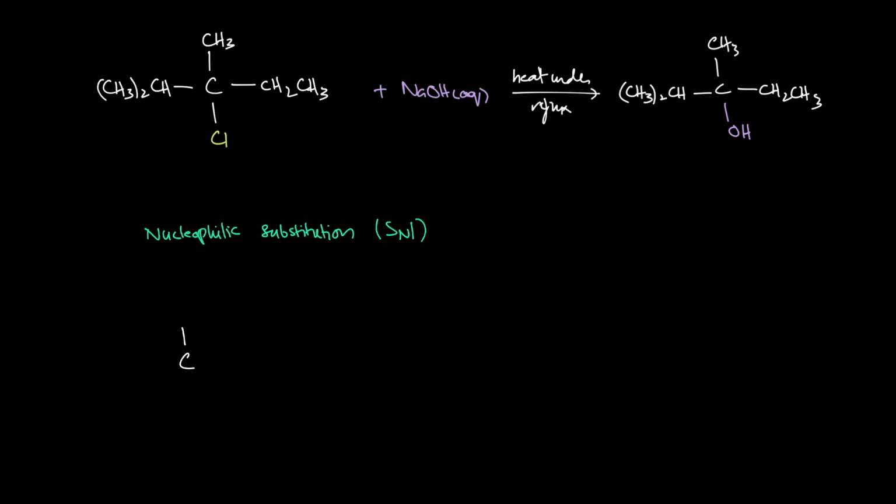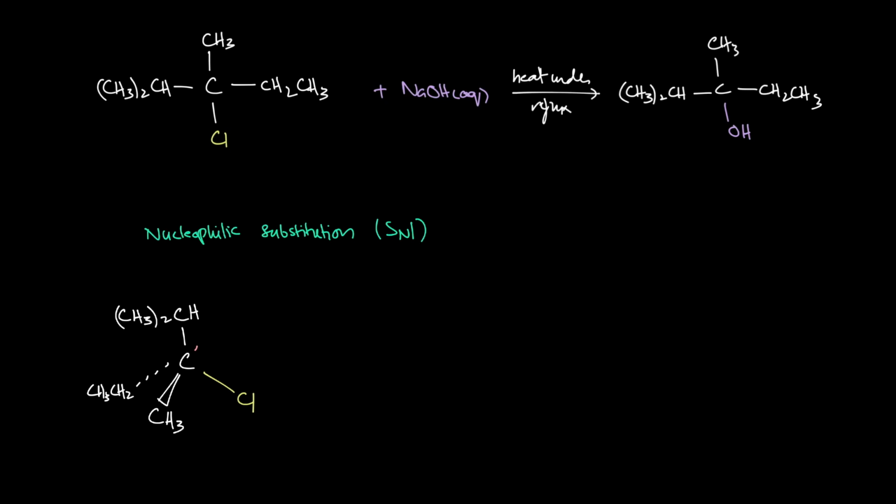Now if we drew the mechanism, I'm going to draw it using a 3D representation. I'll explain why in just a second. I'm going to put this complicated group on top because it's easier to write that way. Then you have a CH3, a CH3, CH2 here, and then the chlorine atom.